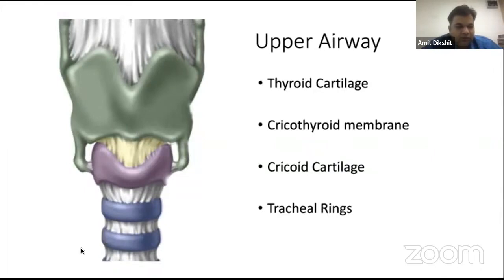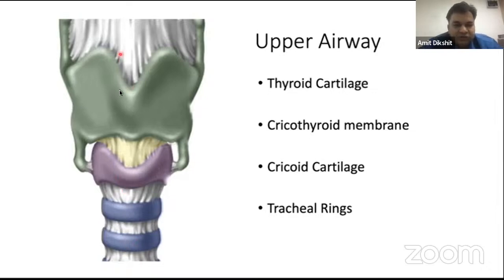I think I'll use a pointer. There may be some delay, so I'll just use this pointer. So this green one is the bigger one, the Adam's apple, and if you do a cross section, you will see the vocal cords just in the cross-section area. Below that, this yellow one is the cricothyroid membrane. Then we have the cricoid cartilage, and below are the tracheal rings.